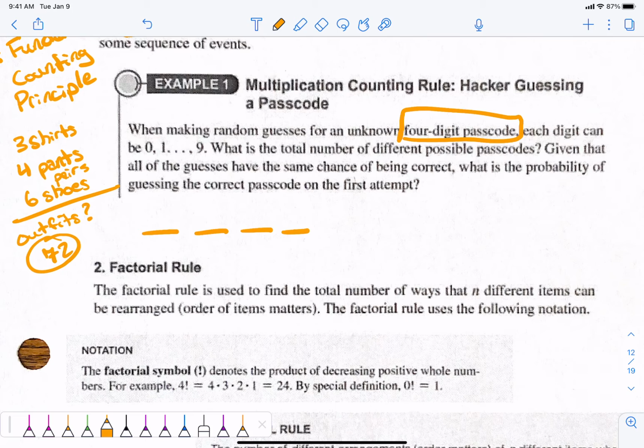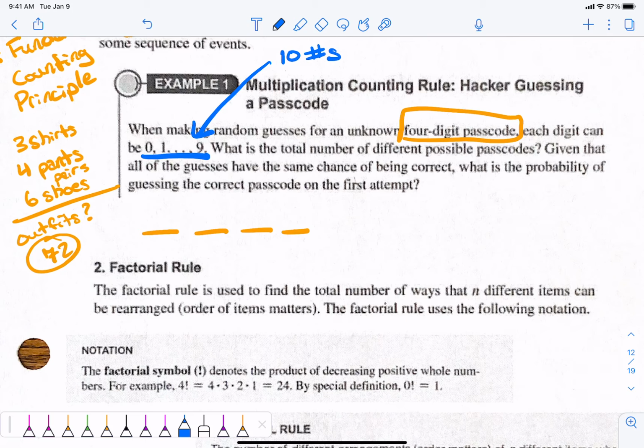Okay, those of you who are doing homework assignments, like whenever, get out a piece of scratch paper so you can write stuff down. I can't do it without writing something down. It's super helpful. All right, so these are the specifications of our 4-digit passcode. Each digit can be 0 through 9. How many numbers is that? 10. If we can count 0, that's 10 numbers. And then we have to decide, can we repeat those numbers? What is the total number of different possible outcomes given that all of the guesses have the same chance of being correct? What is the probability of guessing the correct passcode for the first attempt?